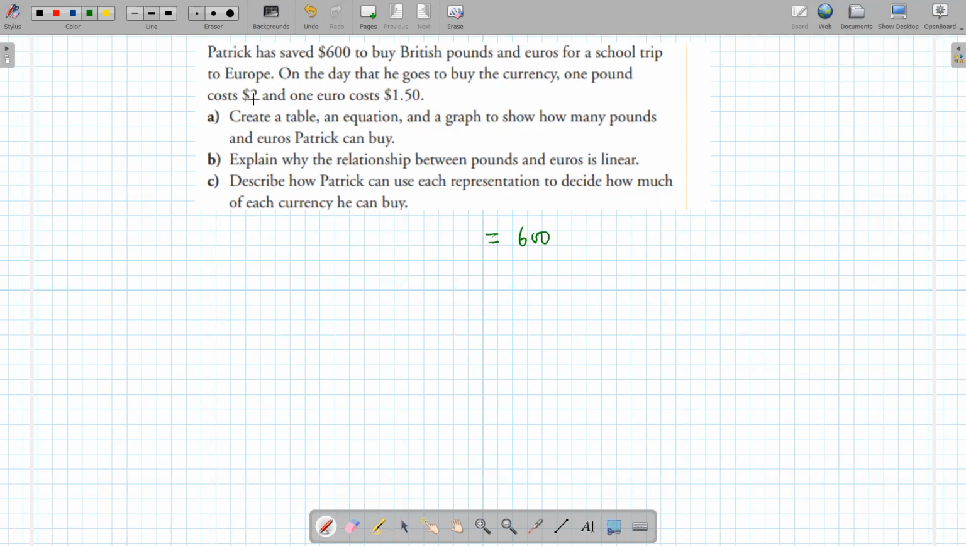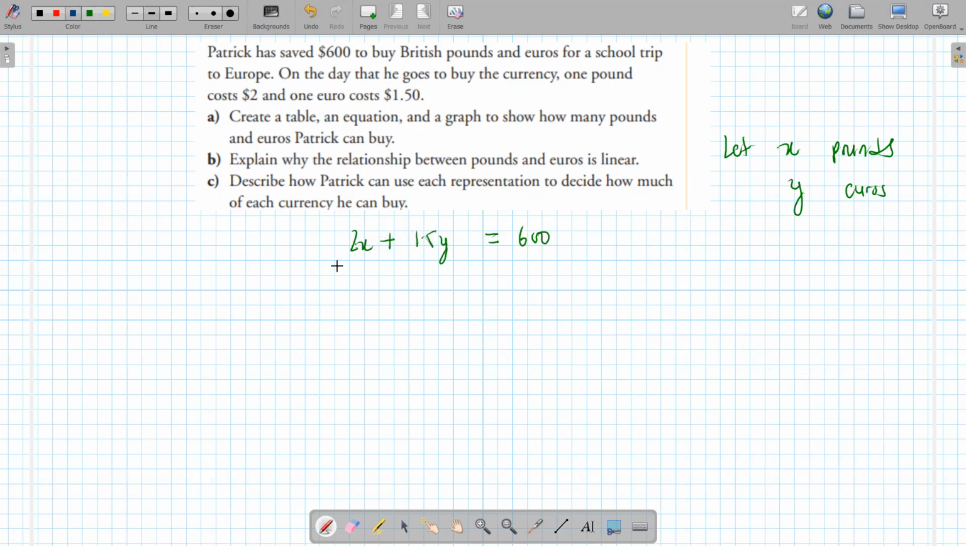One pound costs $2. So we can let x be the number of pounds. That's a bad pound symbol, but there you go. We can just write this in words. So this is going to be the number of pounds, and euros are going to be y. So let y be euros. What's going to be the equation here? 2x plus 1.5y.